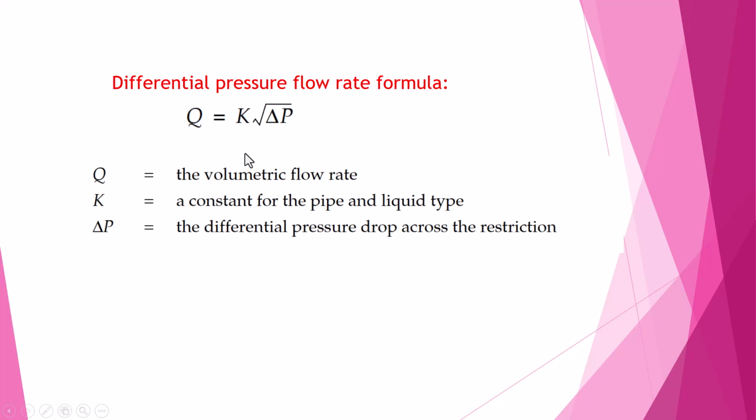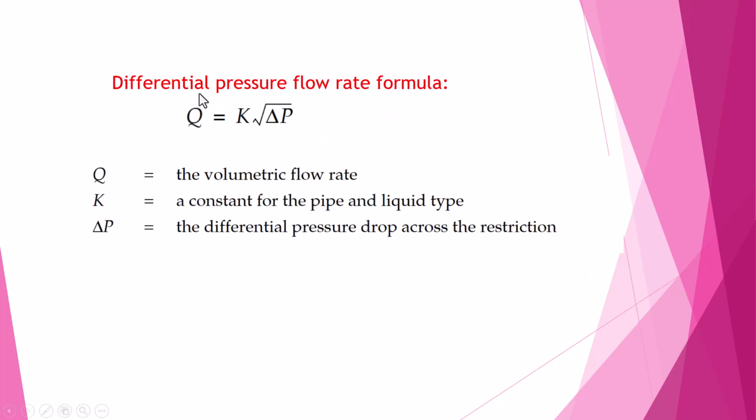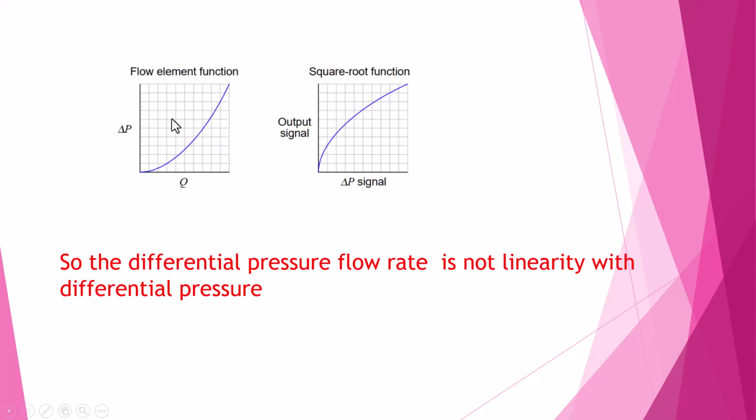We use this formula in the transmitter to decide the flow rate. Following this formula, we get this curve, which is a flow element function, a square root function. You can see this is not linear, it is curved. That means the differential pressure flow rate is not linear with the differential pressure.